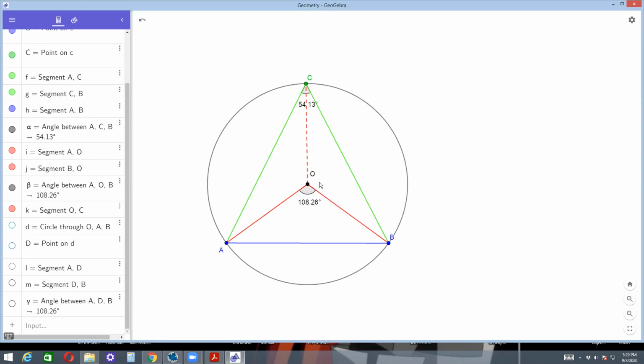Because angles in a triangle are 180. So I have 180 minus 2x and 180 minus 2y. The sum of those is 360 minus 2x minus 2y. It means that this one must be 2x plus 2y because the total sum has to be 360. So this is 2x plus 2y, and this is x plus y. And that finishes the proof.